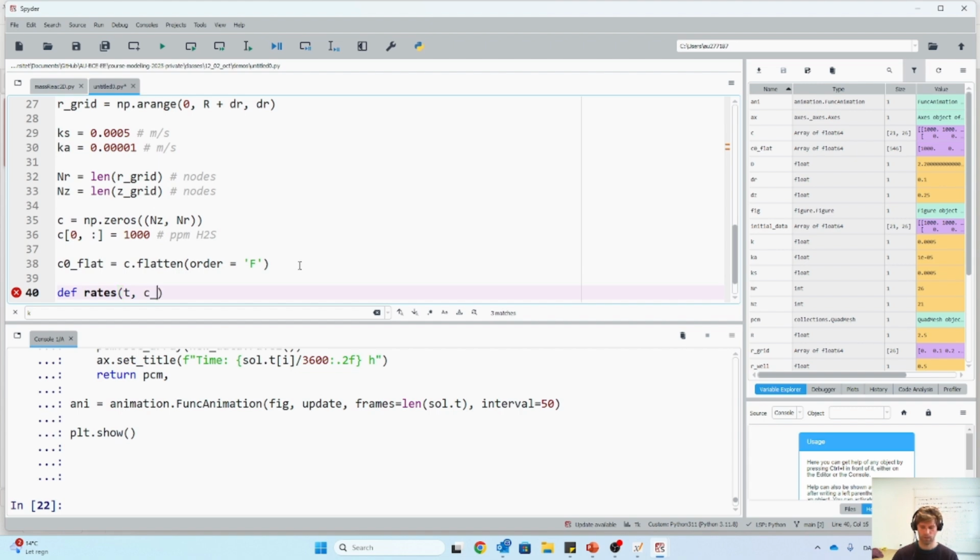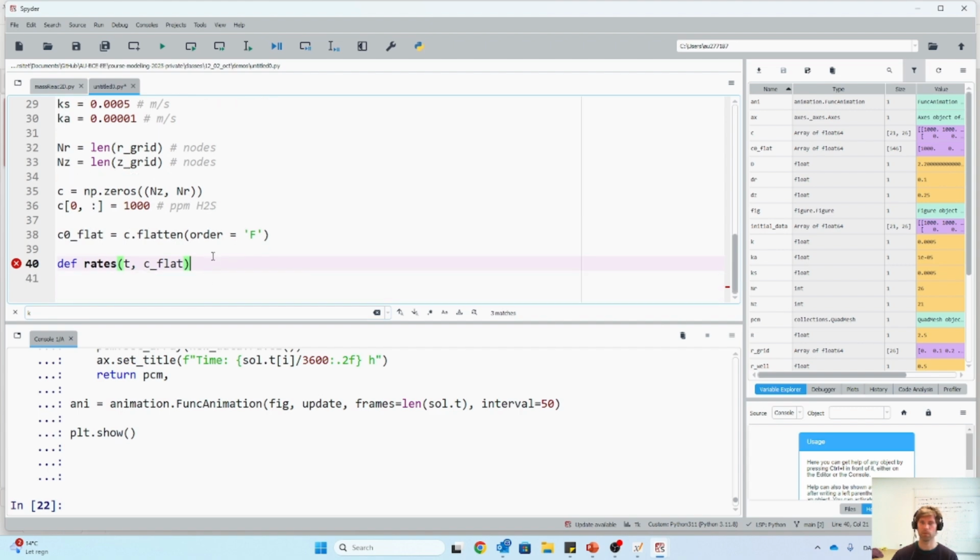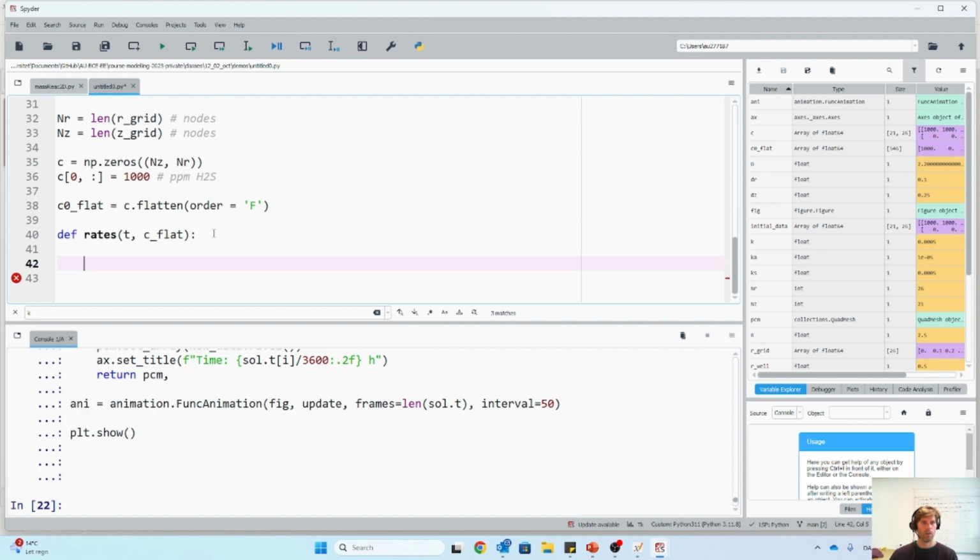We know that we will put something called C flat into this one, but we'll come to that later. So the first thing that goes into the rates function, we have to reshape the size of C flat in order to understand more intuitively what to do with it inside rates.